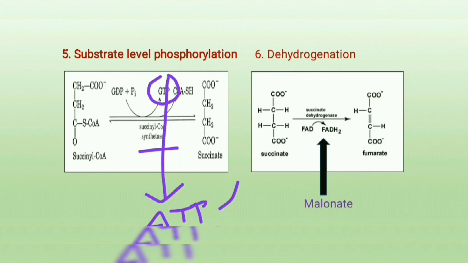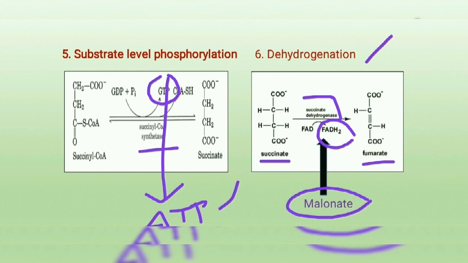And the sixth reaction goes with the dehydrogenation, that is conversion of succinate to fumarate, which is catalyzed by the enzyme succinate dehydrogenase, and there is a release of the energy in the form of FADH2. This particular enzyme can be inhibited by malonate.